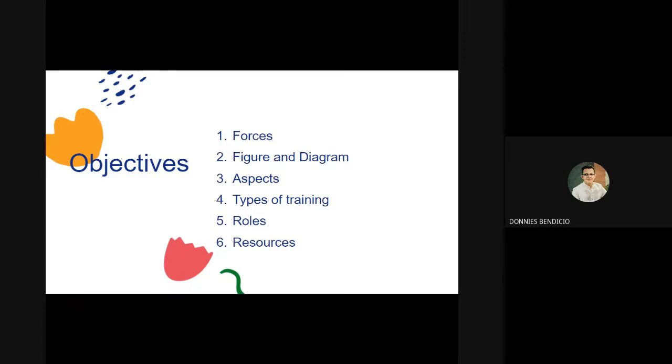And the third one, we want to discuss various aspects of the training design processes. The fourth one is to describe the amount of types of training. And the fifth one is to discuss the key roles for training professionals. And the last one, we would want to know and identify appropriate resources such as the journals or websites for learning about training, research, and its practice.